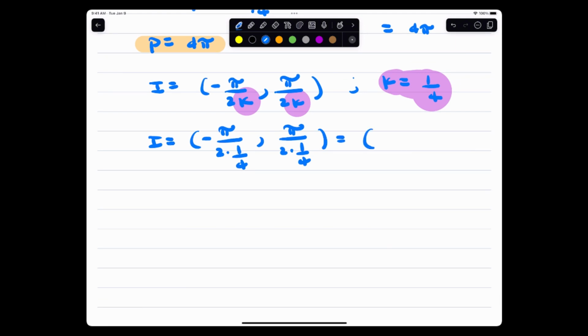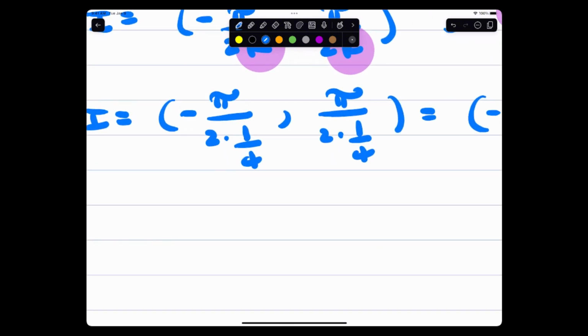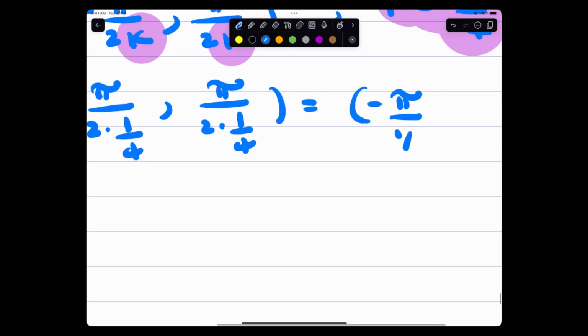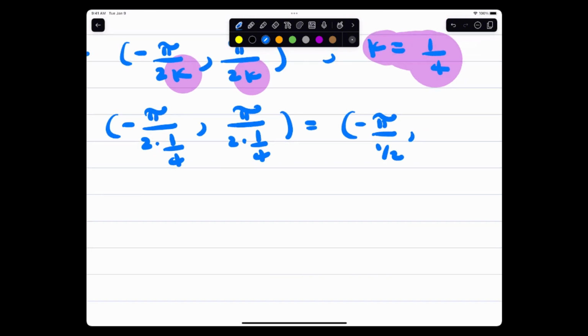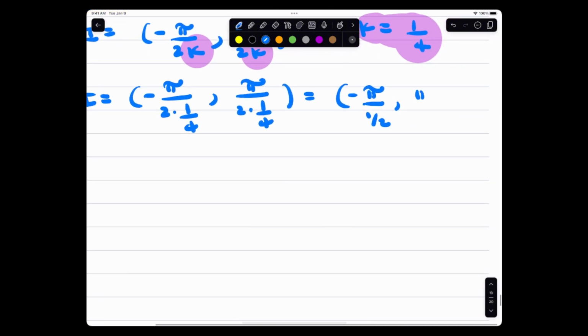So now, what's 2 times 1/4? Do you guys know what that is? Right, we're talking arithmetic right here. What's 2 times 1/4? Good. So this is going to be 1/2. And the other one's going to be 1/2. You guys okay with that?